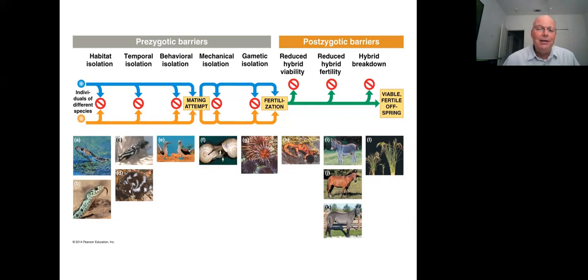If none of that affects the reproduction between the two populations, if they can produce viable fertile offspring that themselves are viable and fertile and leave behind viable and fertile offspring, then there is no reproductive barrier between the two populations. They are capable of interbreeding, and we consider them to be members of the same species.